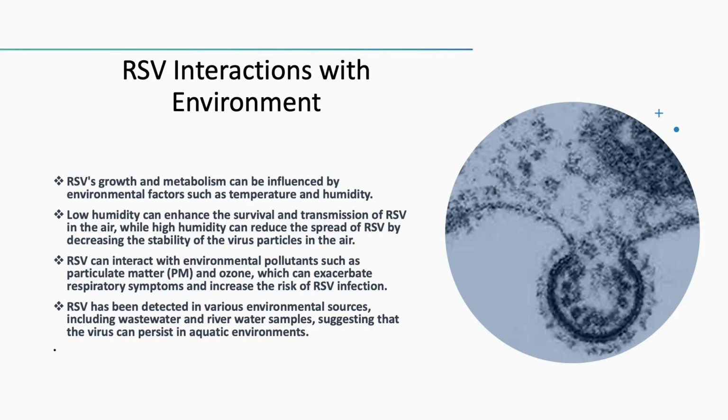RSV's growth and metabolism can be influenced by environmental factors such as temperature and humidity. Low humidity can enhance the survival and transmission of RSV in the air, while high humidity can reduce the spread of RSV by decreasing the stability of the virus's particles in the air. RSV can interact with environmental pollution such as particulate matter, PM, and ozone, which can exacerbate respiratory symptoms and increase the risk of RSV infections.